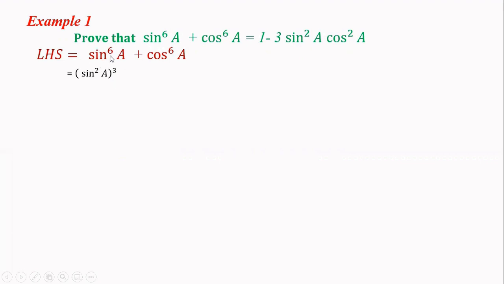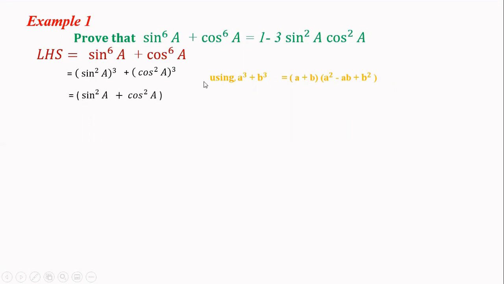Now, the first term sin^6 A is expressed as the cube of sin^2 A. Similarly, the second term cos^6 A is expressed as the cube of cos^2 A. Now, this step is in the form of a cube plus b cube. So, we can use the formula a cube plus b cube equals a plus b, a square minus ab plus b square.